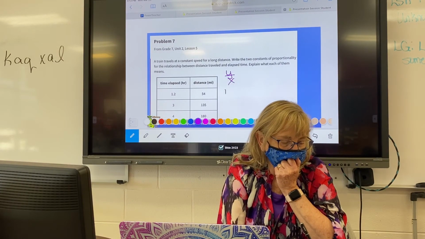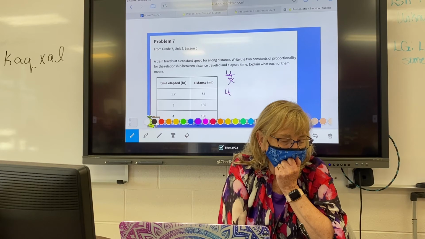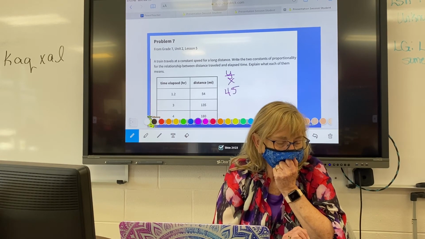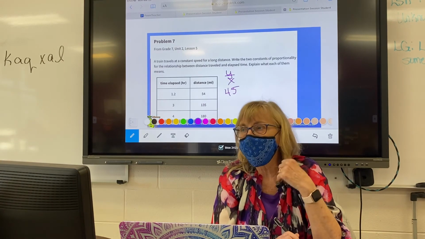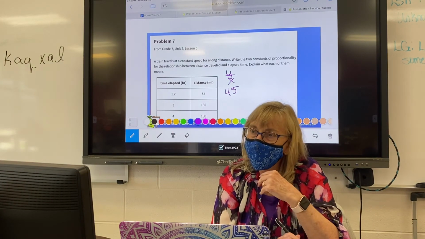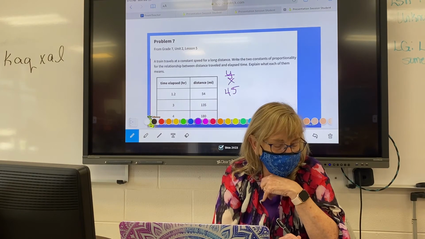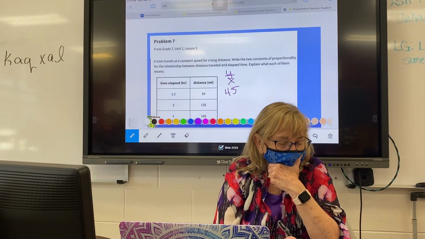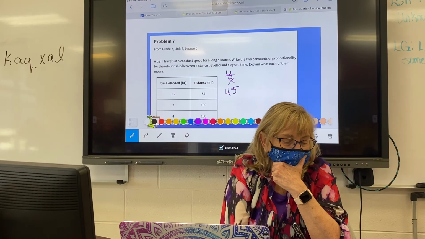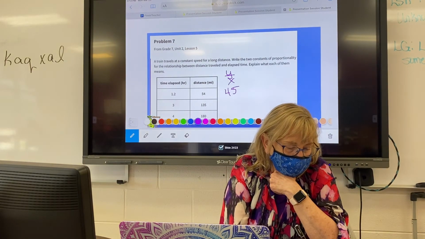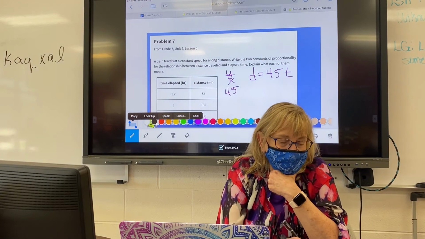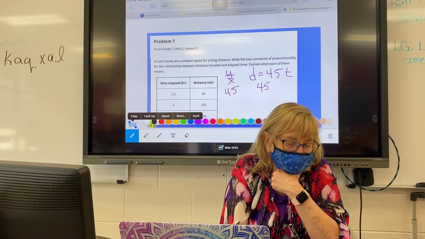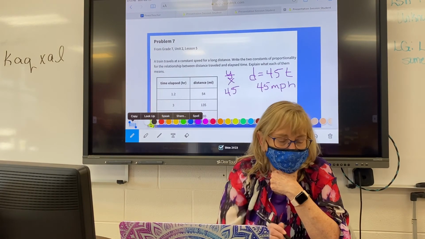Wouldn't that be dividing 54 by 1.2? Yep. I remember asking you about this last week. I just wanted to make sure I remember. 45. All right, now what does that 45 mean in this situation? The distance? Oh, no, sorry. Okay, so if I write the equation, it's going to be D equals 45T. 45 miles in an hour. Miles per hour.